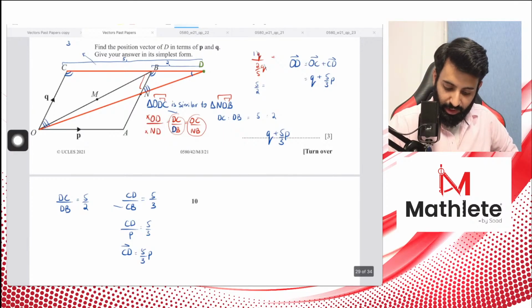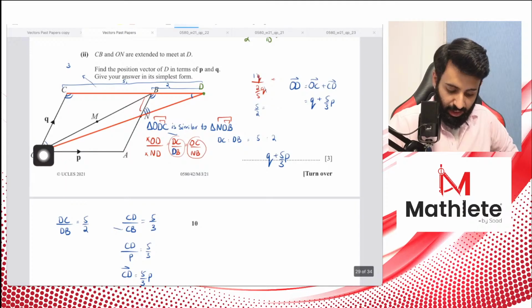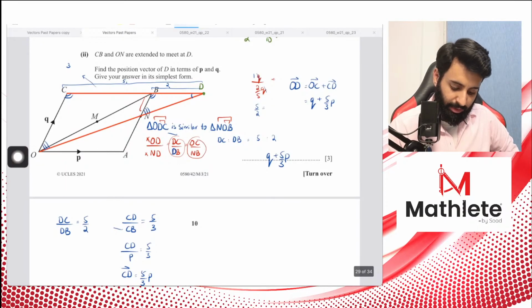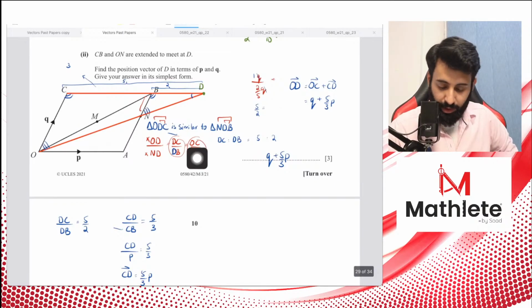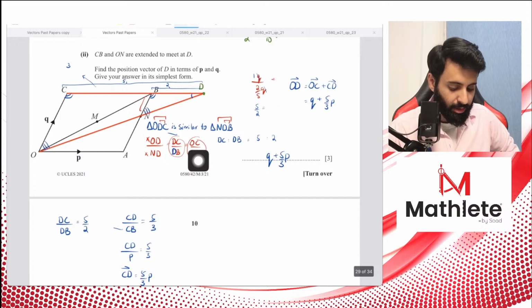So basically you have two similar triangles, ODC and NDB. That means all the corresponding lengths are going to be in the same ratio. The good thing is we have OC and NB. OC is equal to Q and NB is 2/5 of Q. With the help of that we can find out what ratio these two triangles are similar in.